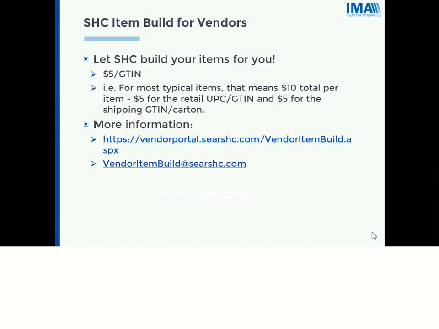If you only have a few items that you need to set up in our system, and that's it, if you're not going to be a recurring vendor, or maybe you're just a one-time-a-year vendor for us, you might want to consider another option where we can build your items for you. It's the SHC Item Build Program, and it's $5 per G10. So for most typical items, that means $10 total per item, $5 for the retail UPC, and $5 for the shipping G10. If you would like more information on that, there is the link provided for you as well as an email address. Again, this is in the PowerPoint that I did send out to you, so you can come back and refer to that if you'd like more information.